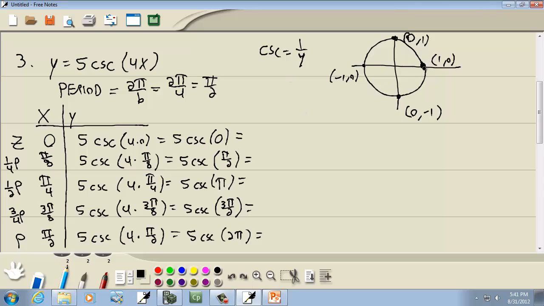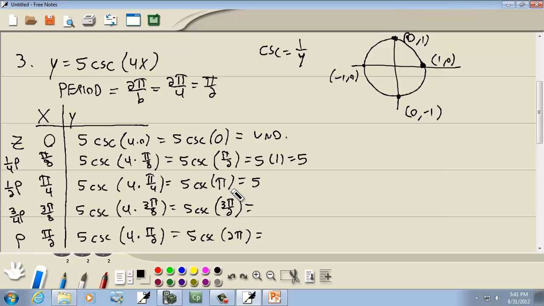Okay, so here at 0, we got 1 over y. Well, y is 0, so I got 1 over 0, which is undefined, so this is undefined here. Now this one, I got cosecant of pi over 2, which is right here, and we got 1 over y. Y here is 1, so we got 1 over 1 or 1. So that gives us 5.